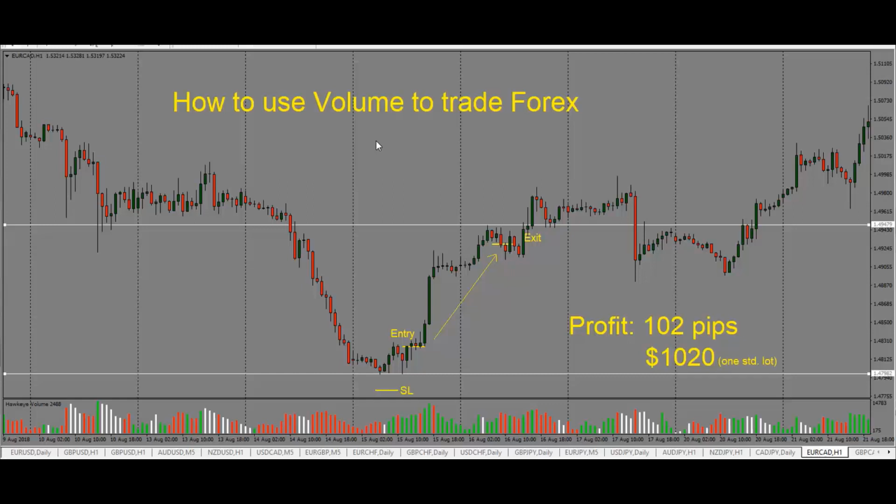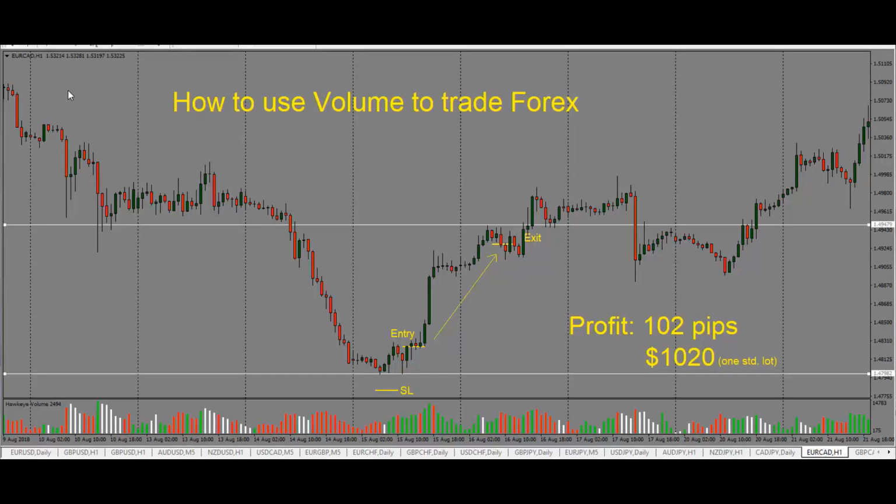Today, we'll take a look at how to use volume when trading Forex. Volume is not something that we talk about a lot in Forex because we do not get true volume, unlike stocks and futures trading. However, this is still an effective way to make your trades better. So let's go on to the charts and we'll take a look at how we use volume as well as price action to take more effective trades. In this video, we'll take a look at how to use volume to trade Forex.